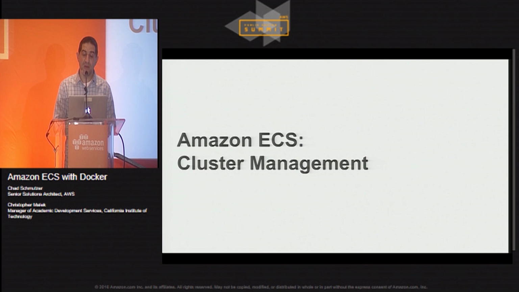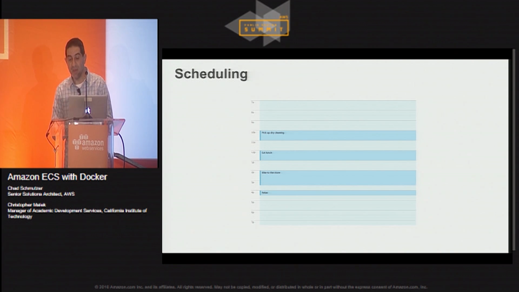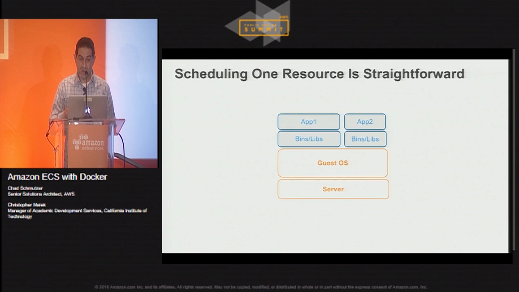All right, so now let's talk about the EC2 Container Service and how it handles cluster management. Scheduling resources on a cluster is much like scheduling a meeting, right? You need to find an open availability and perhaps a meeting room with some specific requirements, maybe number of seats, maybe a projector, et cetera, all right?